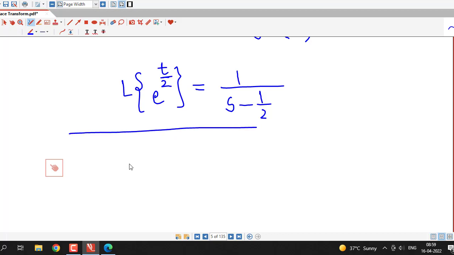In upcoming lectures, we will discuss the Laplace transform of some more standard functions. So this is all about this session.